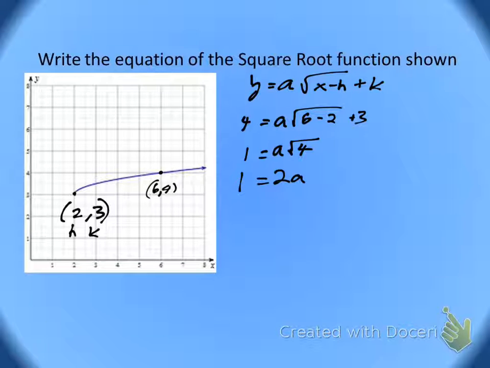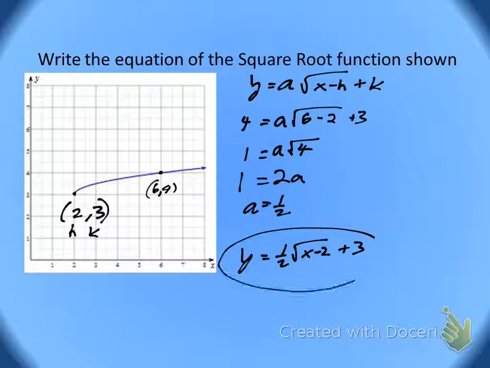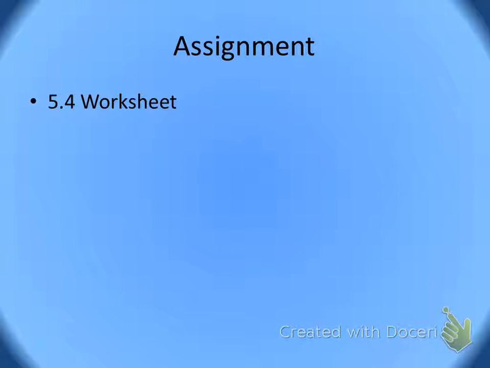Divide by 2, A equals what? 1/2. Is that right? No. You have to make it square root 1. Good. Write the equation. Square root of x minus 2 plus 3, because we just solved for A, so I have to put it. Okay. Worksheets for homework.